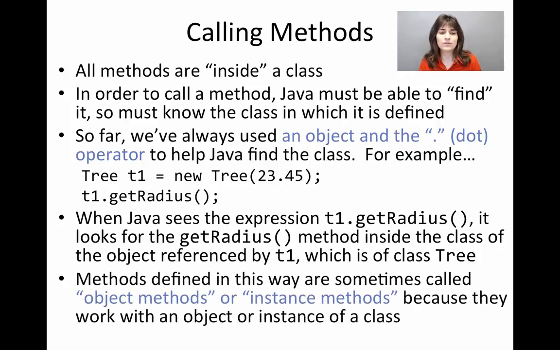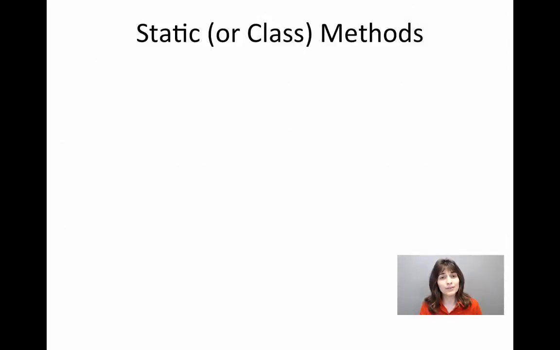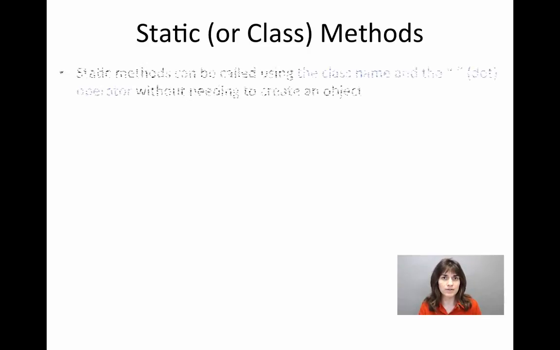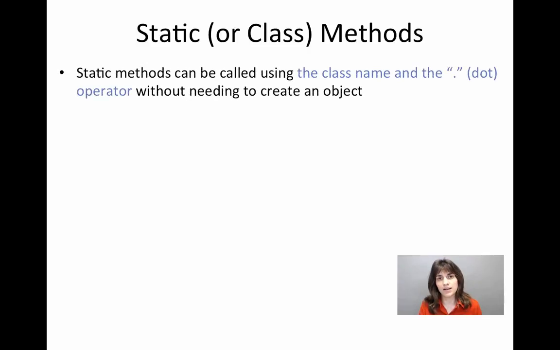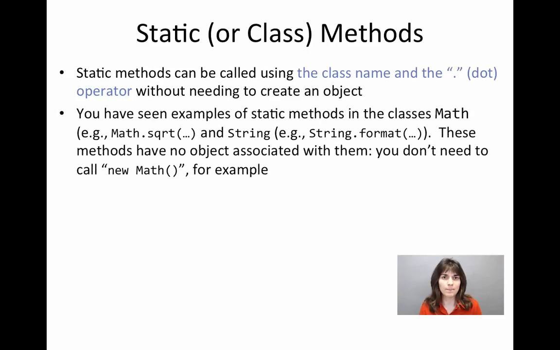Methods like getRadius, which are defined in this way, are sometimes called object methods or instance methods, because they are tied to the object, to the instance of the class. There is a different kind of methods which are called static or sometimes class methods. These methods, and we have seen examples of those, are invoked by not using the object name, but using the class name and then the dot operator and then the method name.